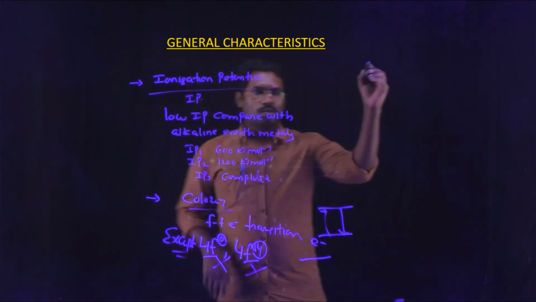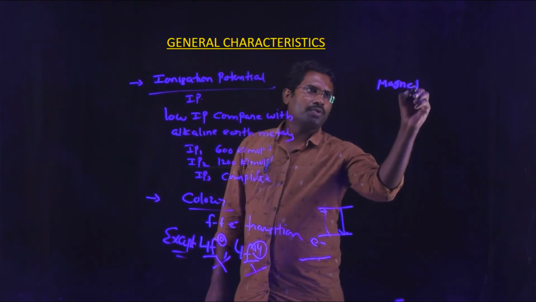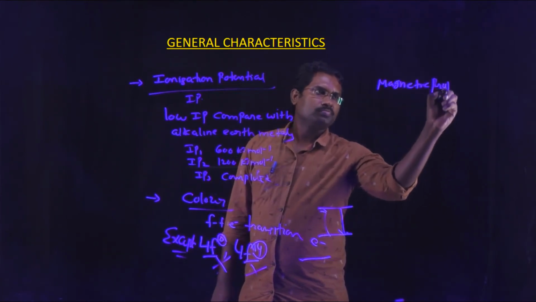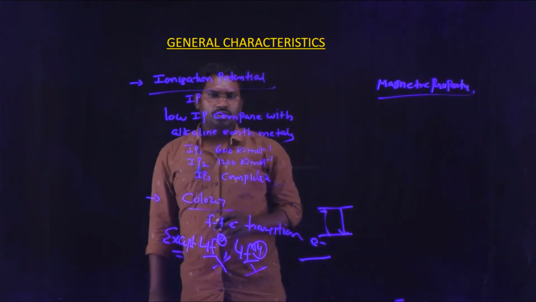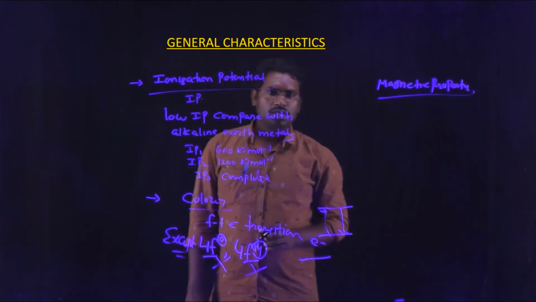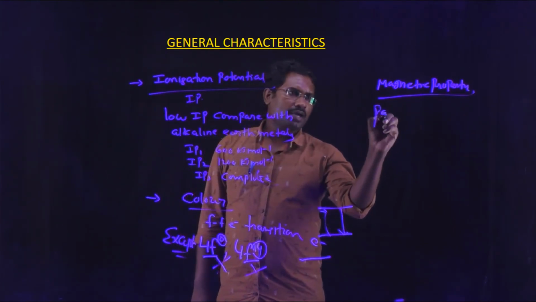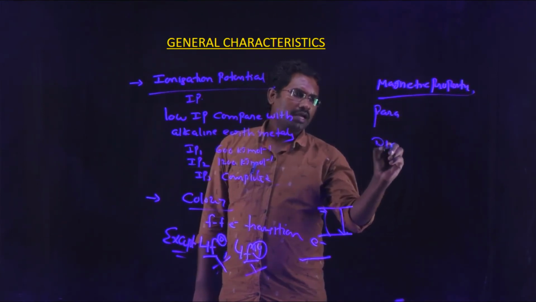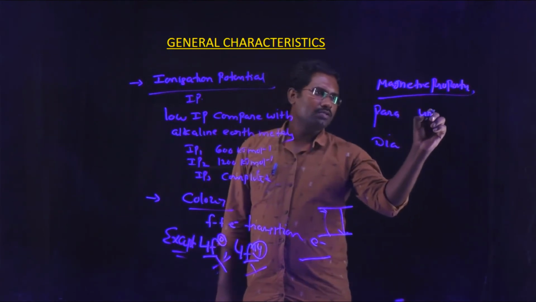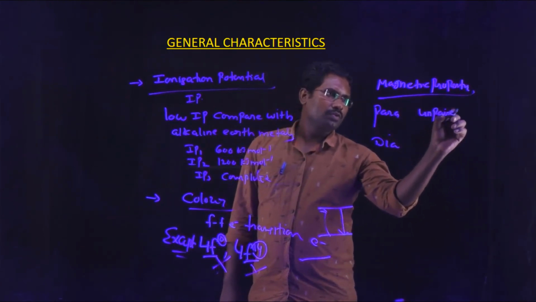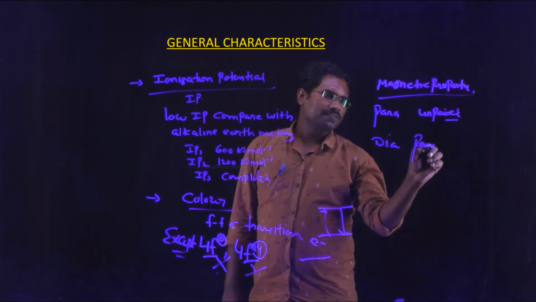And next one, magnetic properties. Magnetic properties of the lanthanides. The lanthanides also exhibit magnetic nature. There are two types of magnetism. First one, paramagnetic substance. Second one, diamagnetic substance. Paramagnetic substance is due to the presence of unpaired electrons in the F subshell. Diamagnetic is due to paired electrons.